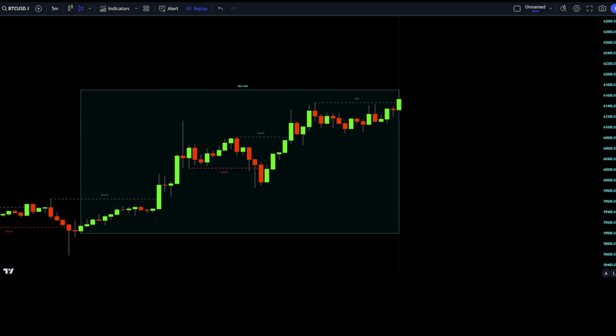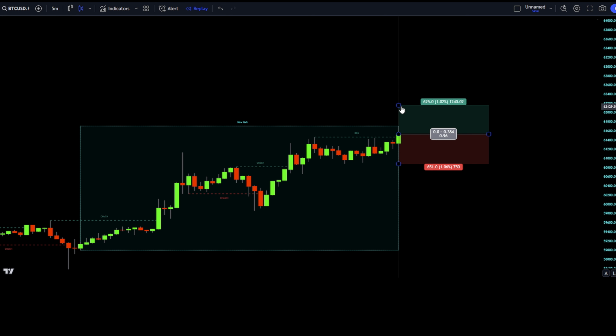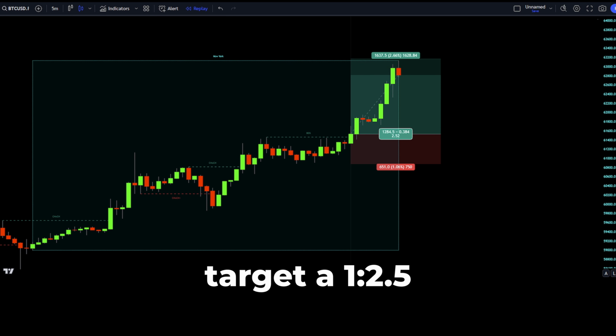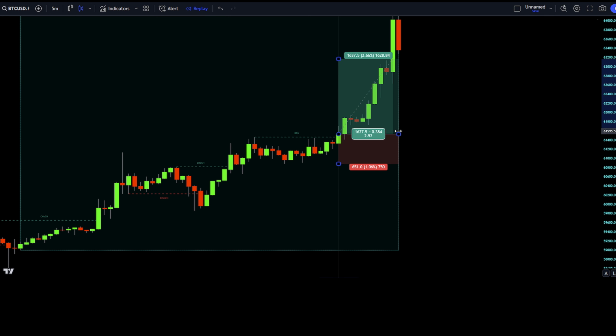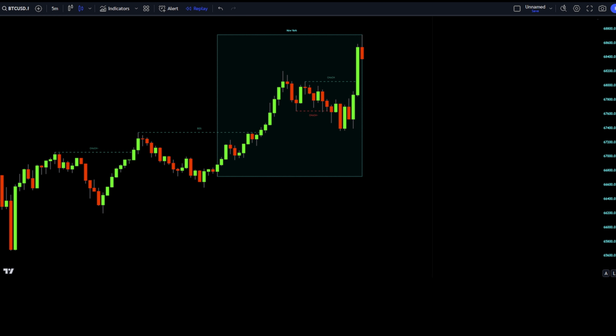Crucially, the second signal must occur during the New York trading session. This timing is key to our strategy. Once both conditions are met, we place a buy order at the close of the candlestick. We set our stop loss just a bit below the most recent low point. And for our take profit, we are going to target a 1 to 2.5 risk to reward ratio, just like this.